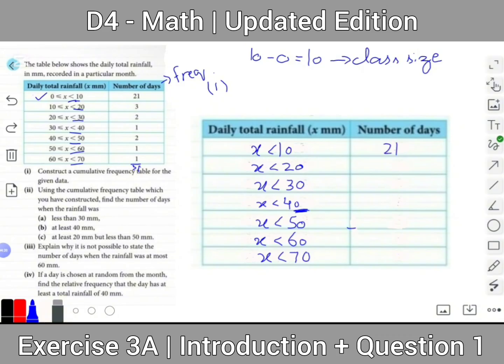So if we want to calculate the cumulative frequency till 20, we will add the frequencies from 0 to 20. That means the frequency of the first group and the frequency of the second group. So 21 will be added with 3 and it will give us the cumulative frequency of 24.